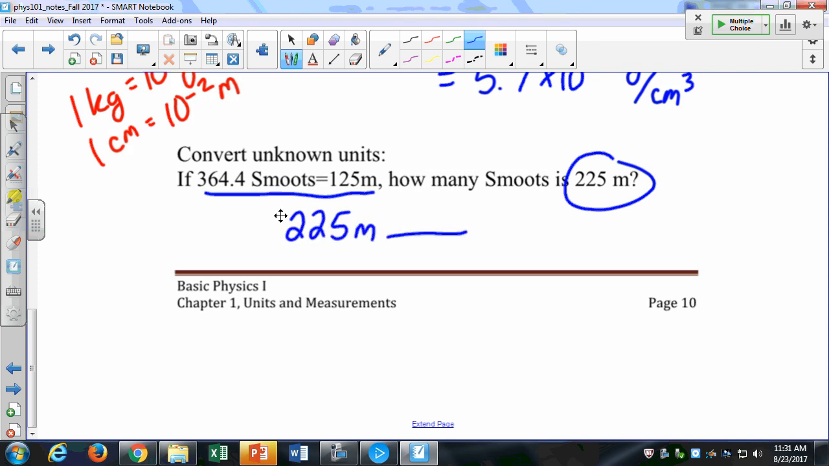And so I'd say 225 times 364.4 over 125, and that works out to be 656 smoots. Let's see, did I do my unit conversion right, and my sig figs?